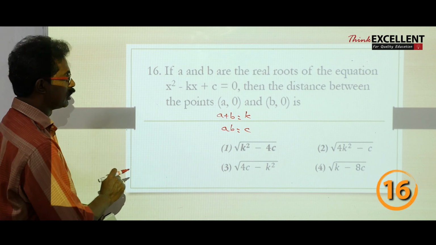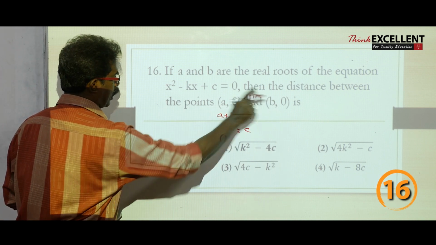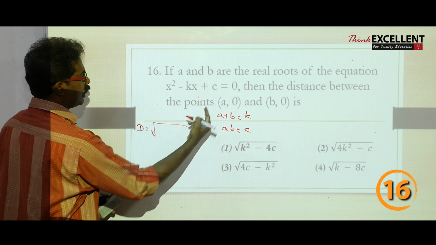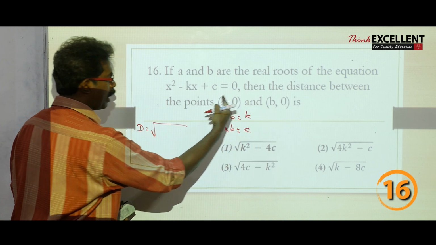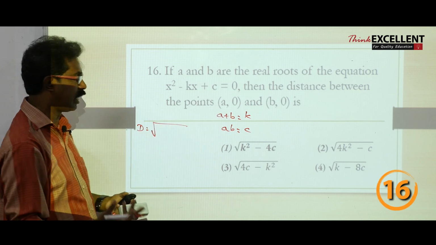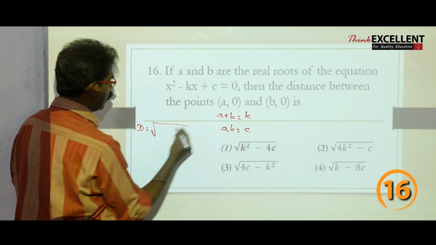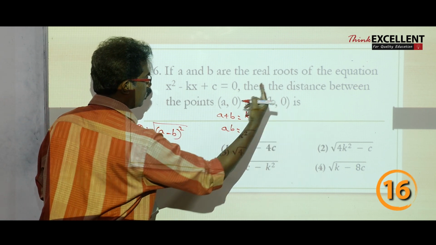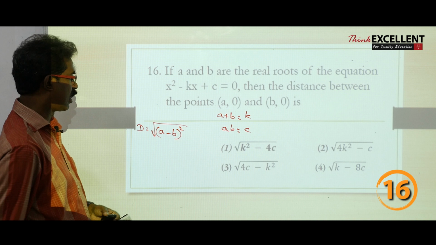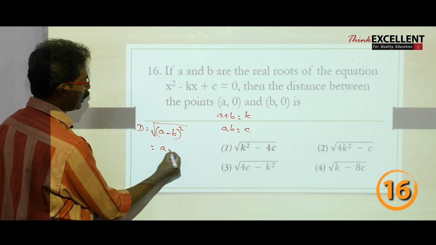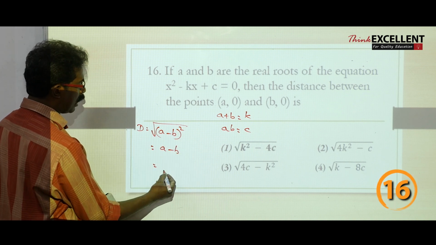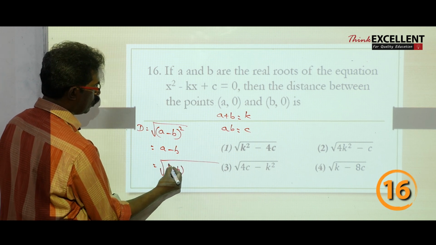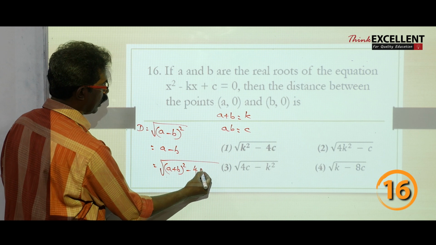What they asked in the question is the distance between the 2 points. Distance is equal to root of x1 minus x2 or x2 minus x1 the whole square. So you can write it in any way. A minus B the whole square plus 0 minus 0 the whole square. Just we apply the distance formula. So the root cancels, and you are getting A minus B. A minus B can be written as root of A plus B the whole square minus 4AB.